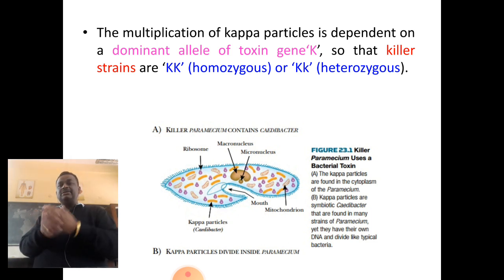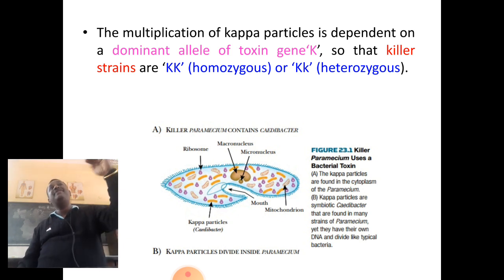Whereas, the multiplication of Kappa particles in a cell of Paramecium is controlled by a dominant nuclear gene or allele, namely capital K. Killer strains will have the capital K allele in its dominant form, which is responsible for the multiplication of Kappa particles that are already there in the cytoplasm of the killer strain. It could be either homozygous K or heterozygous K. If the capital K allele is there, it is responsible for the multiplication of Kappa particles, if the Kappa particles are there in the cytoplasm of the Paramecium.